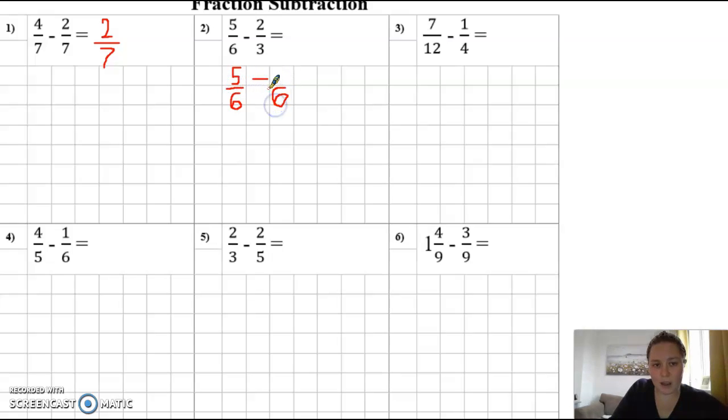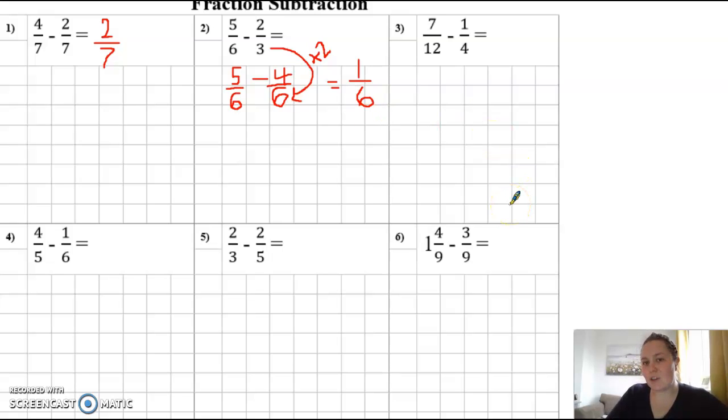So just like with the addition yesterday, if I want to convert, I look, how am I getting from 3 to 6? I'm going to times it by 2. So I must do the same to the top number. 2 times 2 is 4. And I'm left with 5/6 take away 4/6. A nice, easy calculation. 1/6 should be your final answer there.